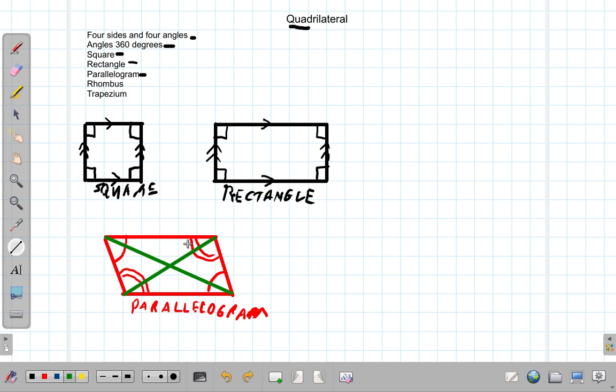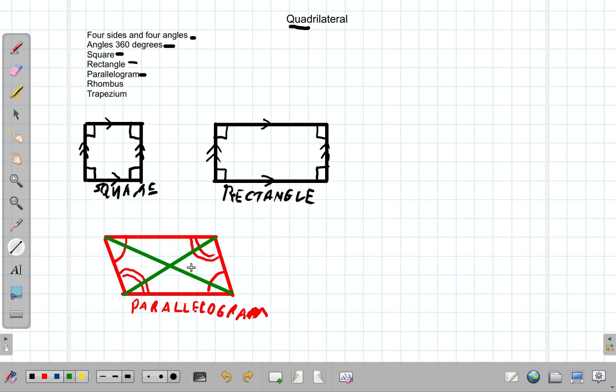The other thing is, this diagonal going from upper left to lower right, it cuts the other diagonal into two halves, this half and this half. So they bisect each other. They cut each other into two halves.